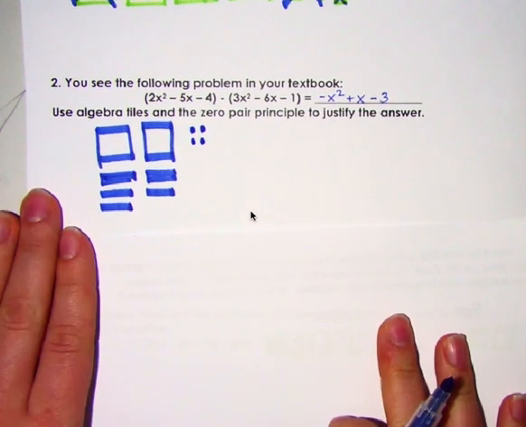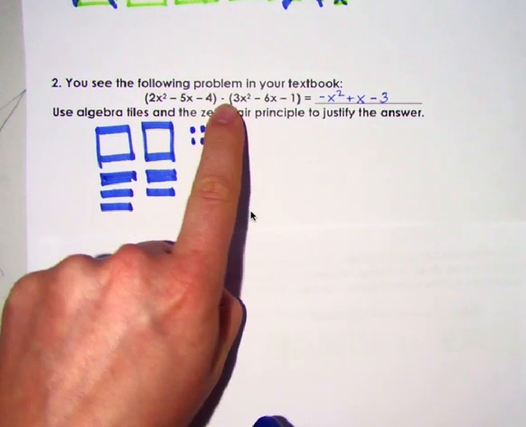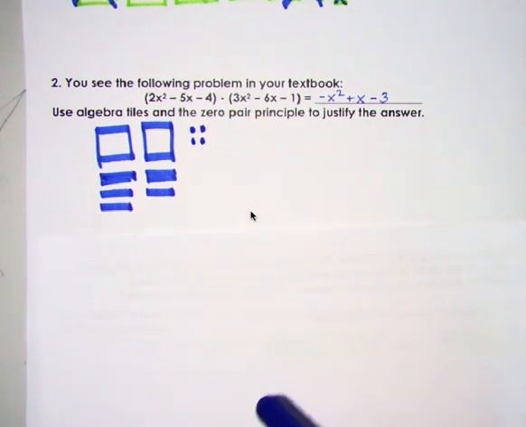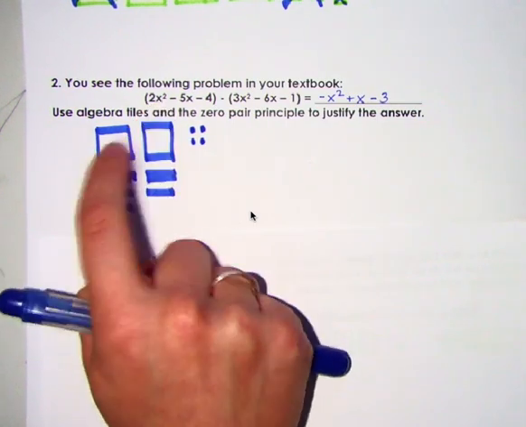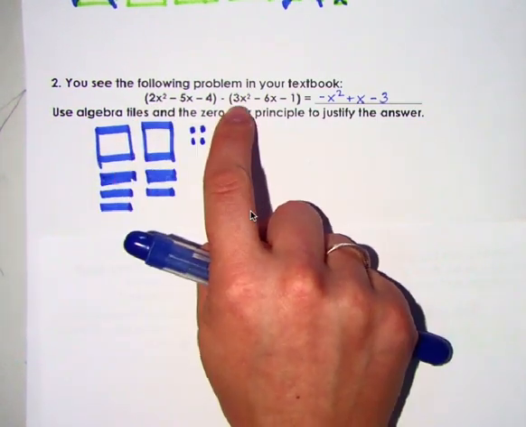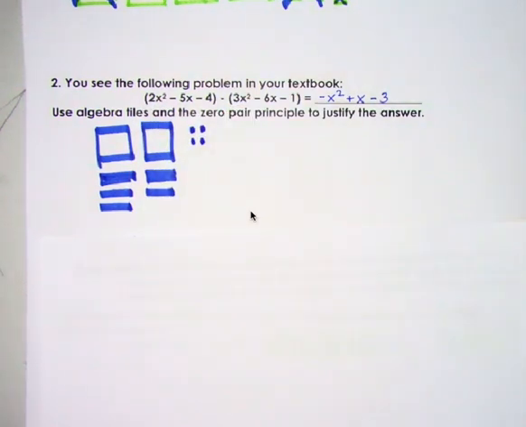All right, so now you are going to use the zero pair principle to justify the answer. So you are taking away 3x squares, but you should notice, how can I take away 3x squares if you only have 2 positive x squares? You want to be taking away 3 unshaded big squares, but you only have 2 of them. Well, this is where you would add in a zero pair.